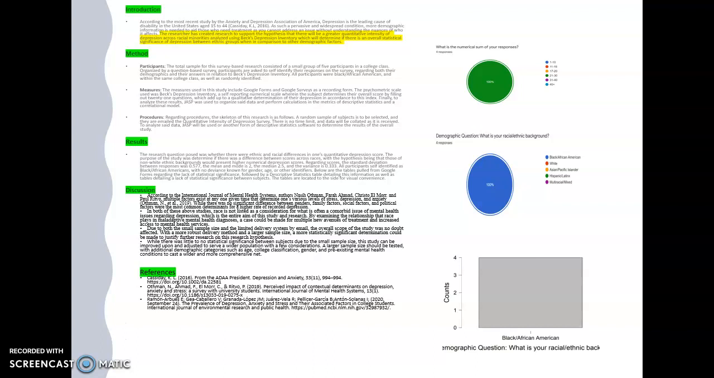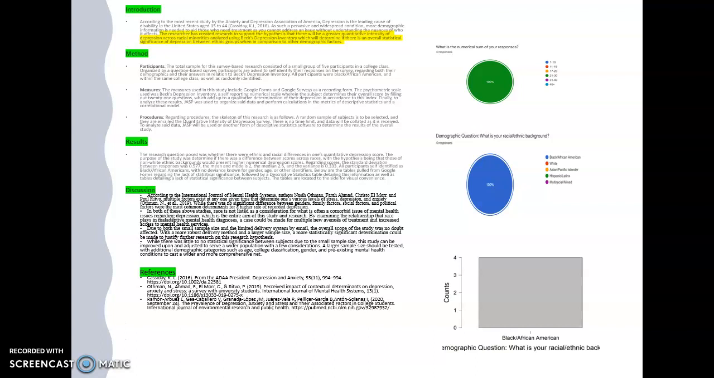Finally, procedures. Regarding procedures, the skeleton of this research is as follows. A random sample of subjects will be selected, and they are emailed the quantitative intensity of depression survey. There's no time limit, and the data will be collated as it is received. To analyze the data, JASP will be used or another form of descriptive stats software to determine the results of the overall study.